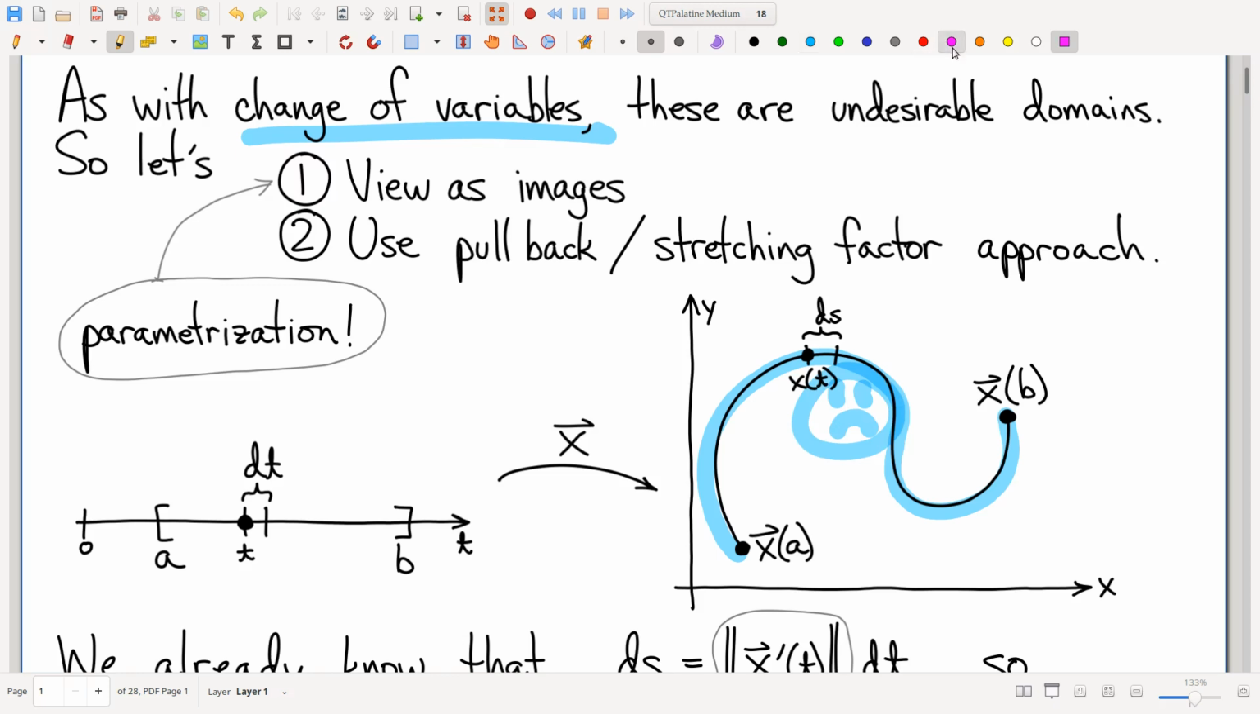What did change of variables do? Change of variables says that view it as being an image, presumably an image of something that you like better. And by the way, it sure would be nice if I could view this as an integral on literally an interval on, let's say, the t-axis, something like that. Wouldn't that be awesome? Because we're experts in how to do these kinds of integrals.